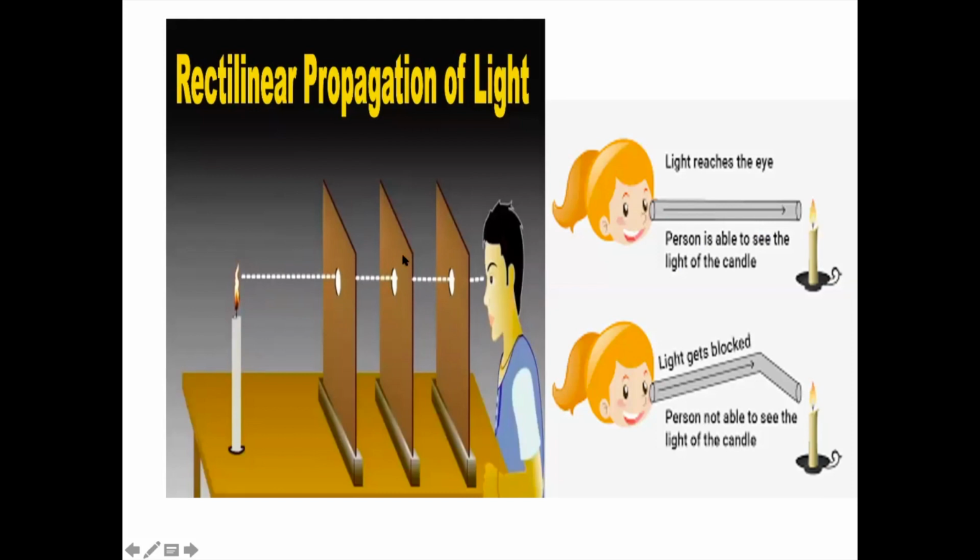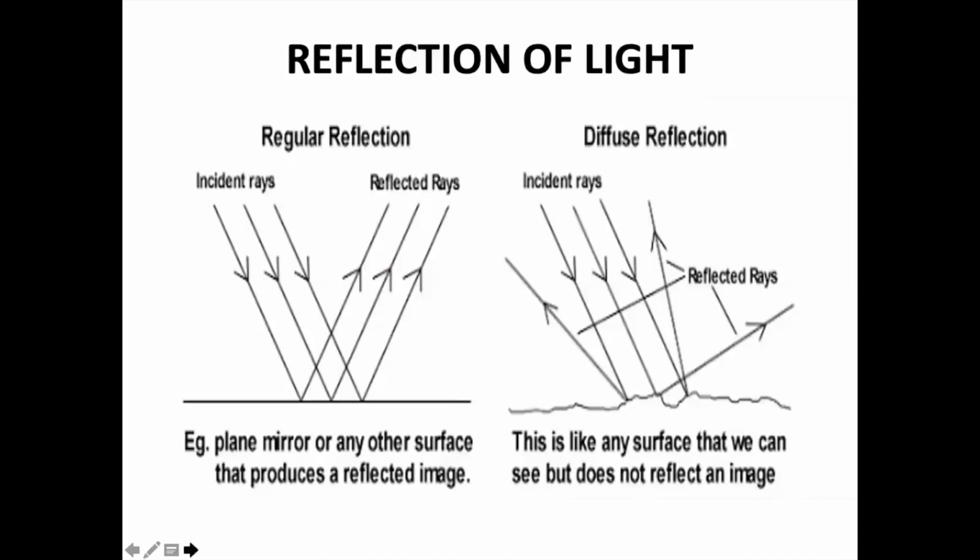The flame can be seen clearly in a straight line through the 3 holes by the student. If I move one of the cardboards, say the middle cardboard, a little bit to the side, we will see that the holes are not in a straight line. Then what will happen? The light will not be seen by the person.